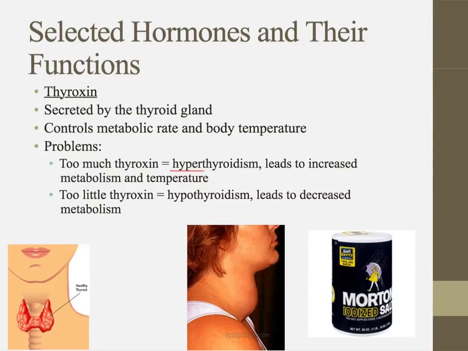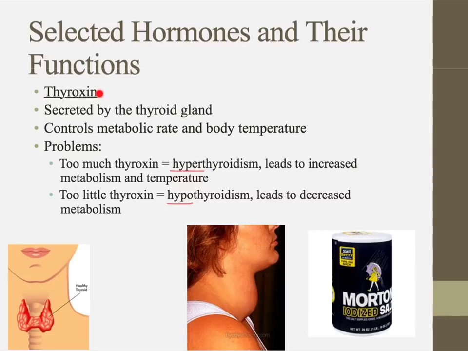Much more common, however, is when your thyroid produces too little thyroxine. So that's known as hypothyroidism. These people have a hard time maintaining a healthy body weight. They gain weight with no reason. They have a hard time controlling their metabolism. And just a fun fact here, this is what we call a goiter.